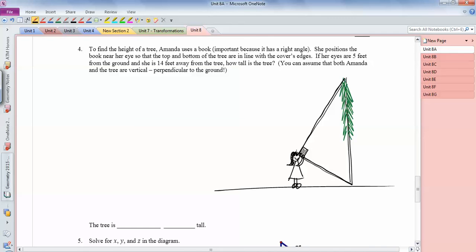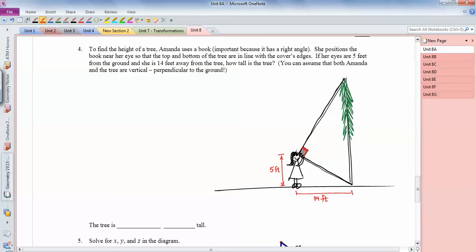All right. So, let's see here. What do we know? So this is definitely not to scale, by the way. That tree would not be very big. So her eyes are 5 feet from the ground. So this length is 5 feet. And she's 14 feet away from the tree. And it turns out that's all you need, along with the fact that the book has a right angle, to figure out how tall the tree is.